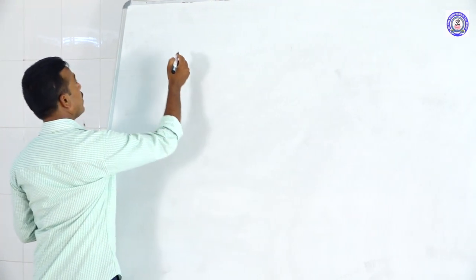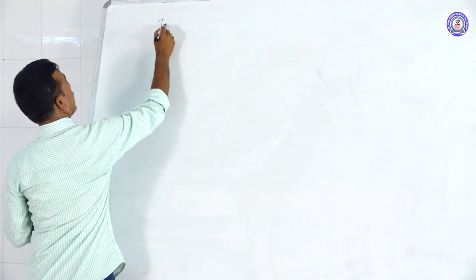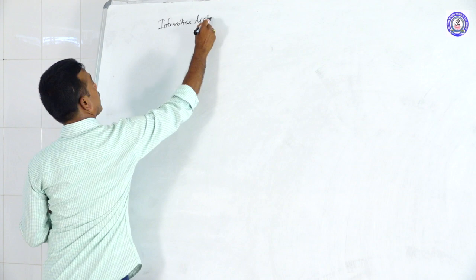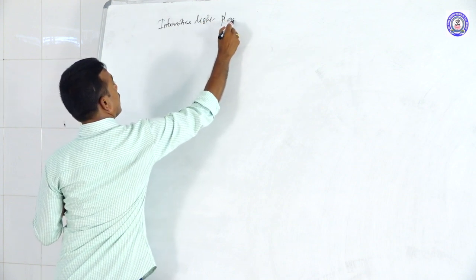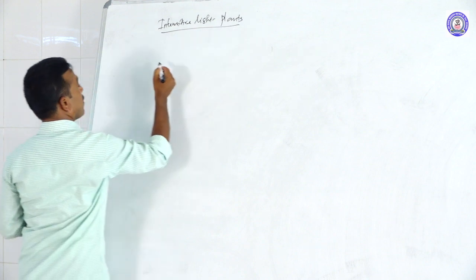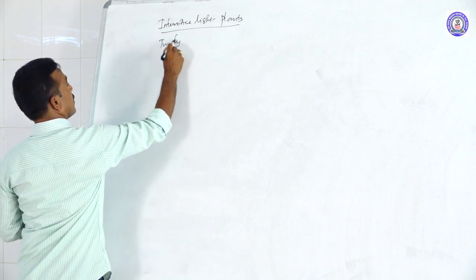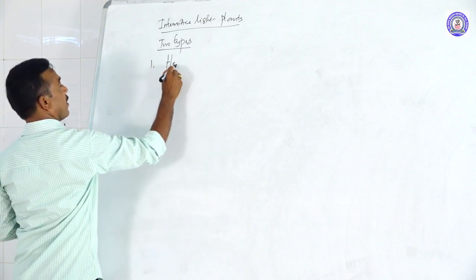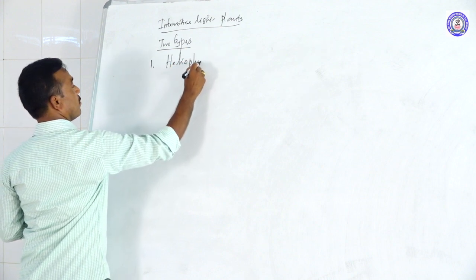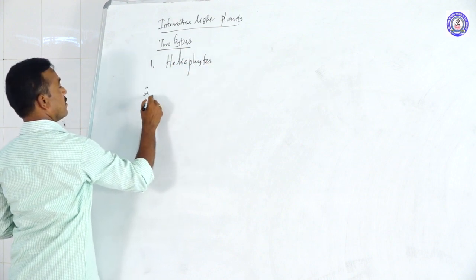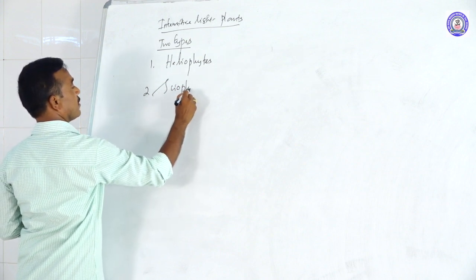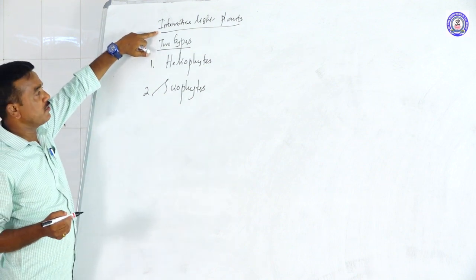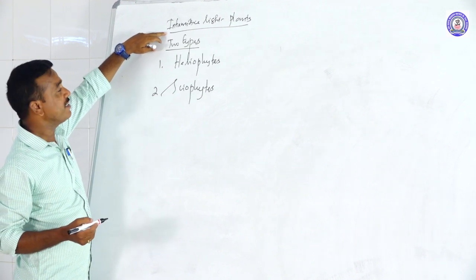The next one to be called based on intensities of light. Plants can be classified regarding two types, namely heliophytes, then zeophytes. These are the types. The plants are classified based on the intensities of light.